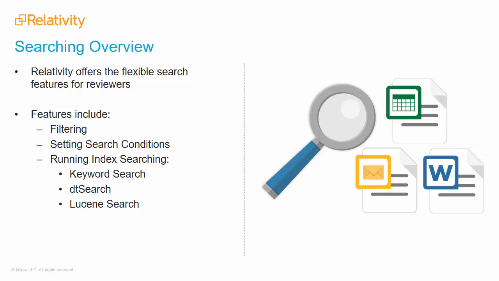Relativity includes several flexible search features designed to facilitate the document review process. These easily accessible features support a range of searching needs, from something simple like filtering on metadata fields up to the development of complex search queries. Relativity offers the following search features for reviewers. You've got filtering, search conditions, and several index searching tools such as keyword search, dtSearch, and Lucene search. Let's switch to Relativity and look at how to run some searches.